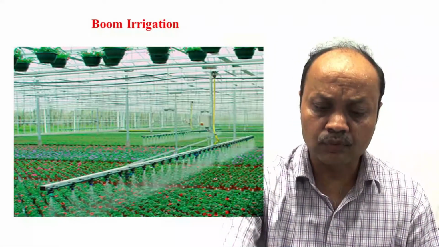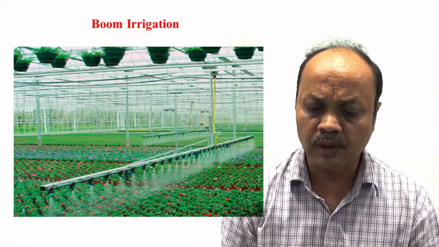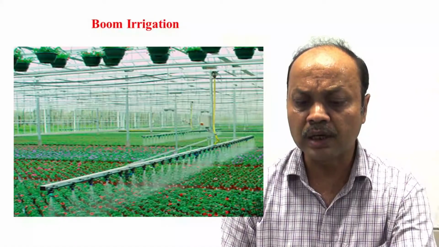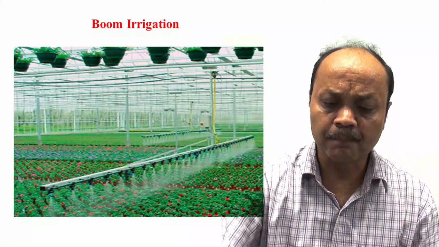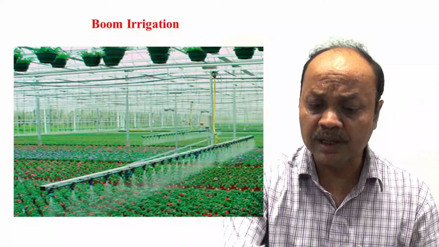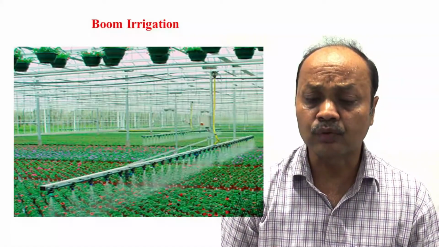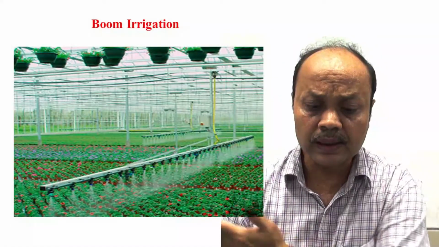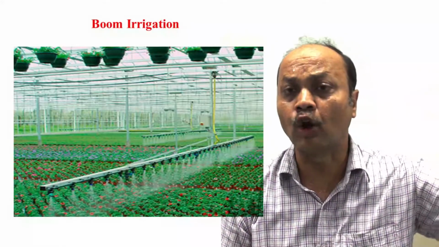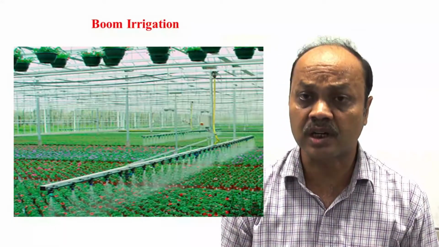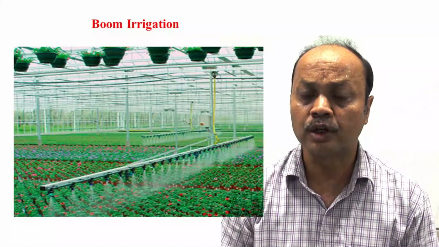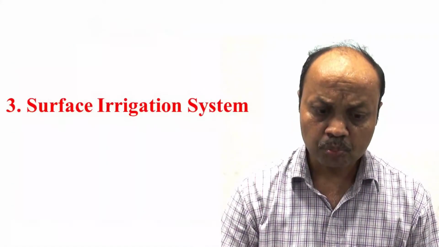Suppose you are growing a crop in a pot; in that case also you can use boom irrigation, and the water application is very uniform here. So this is one of the methods. In the case of a sprinkler, the method was manual, whereas this can be moved horizontally along your greenhouse structure. So it is more automated in comparison to a manual system.